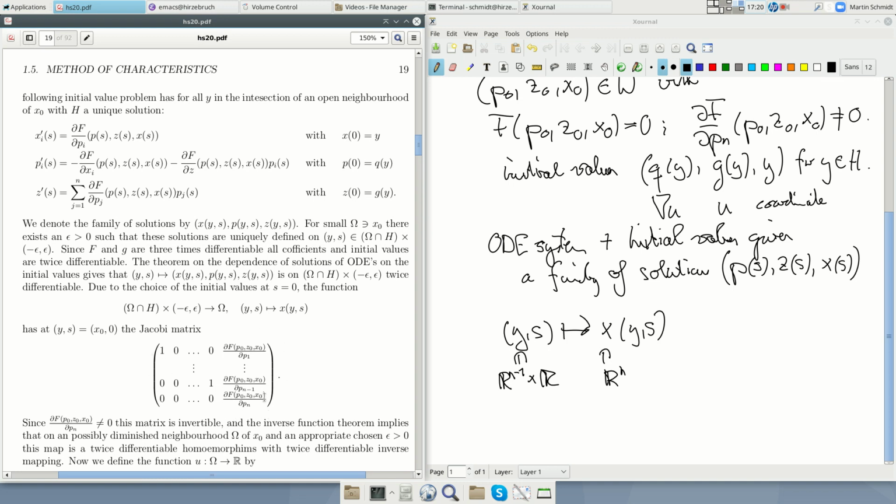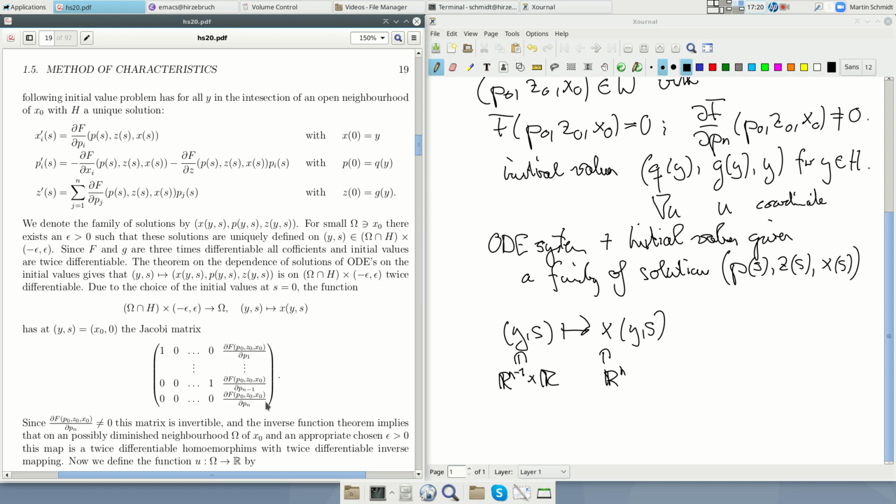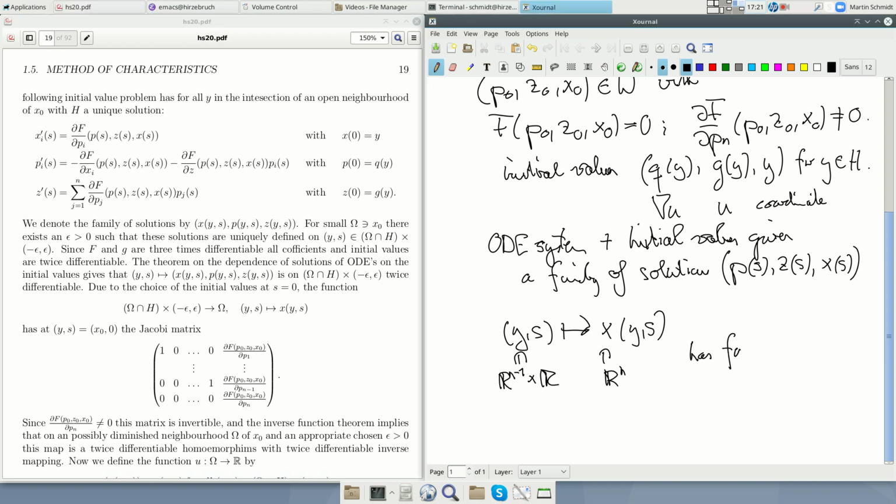Okay, and now we cover again, since this expression is not zero, the determinant of this matrix is non-zero. This has full rank at s equals 0 and y equals x0. Yeah, at this pair, at (x0, 0). This has full rank.